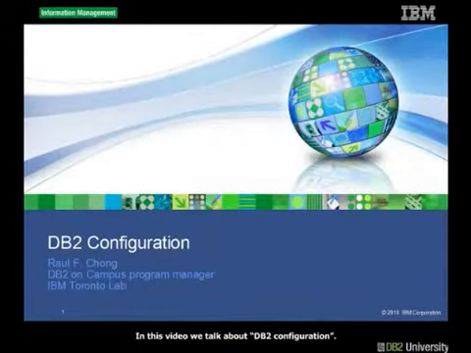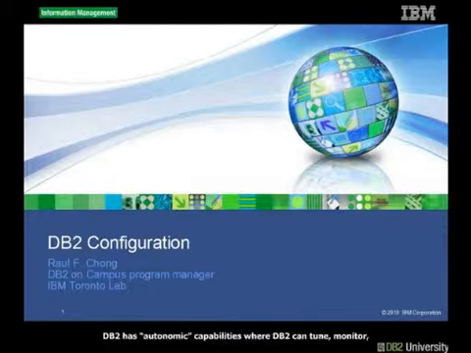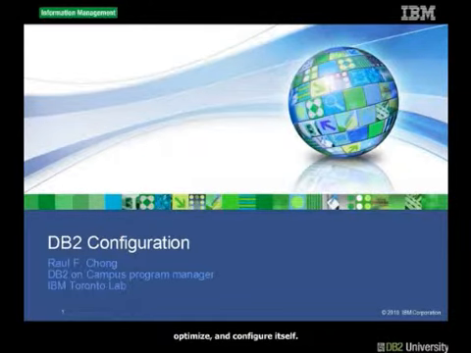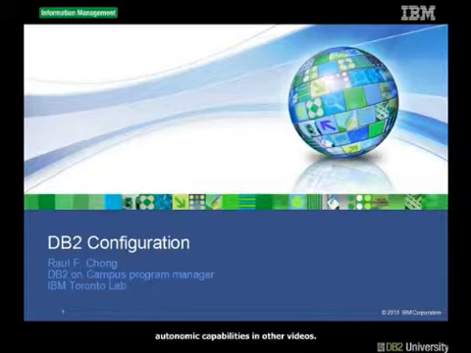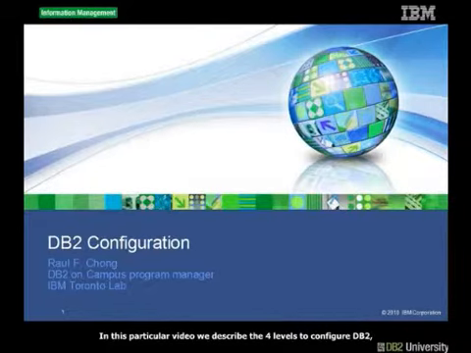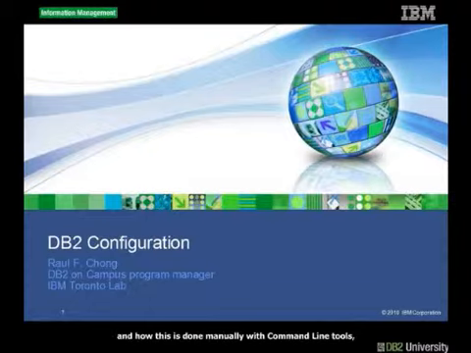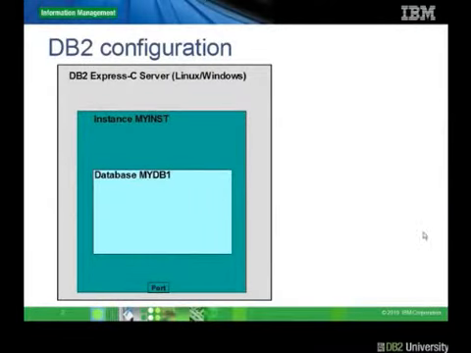In this video, we talk about DB2 configuration. DB2 has autonomic capabilities where DB2 can tune, monitor, optimize, and configure itself. We talk more about each of these autonomic capabilities in other videos. In this particular video, we describe the 4 levels to configure DB2 and how this is done manually with command line tools or with IBM Data Studio.